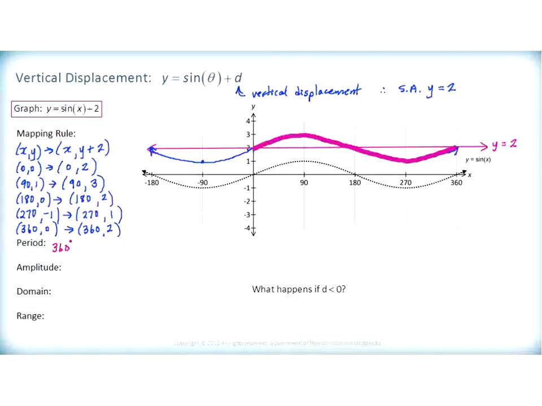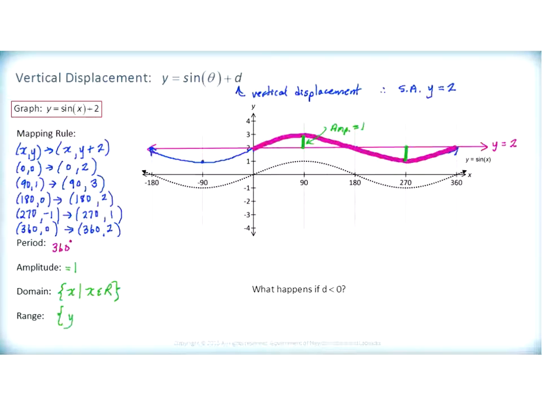The amplitude is again the distance between the central axis, or the central line, and a maximum or a minimum point on the graph. So in this case here, the amplitude is still equal to 1. So the amplitude here does not change as a result of a vertical displacement. The domain will be all values of x belonging to the set of real numbers. There are no restrictions on x.